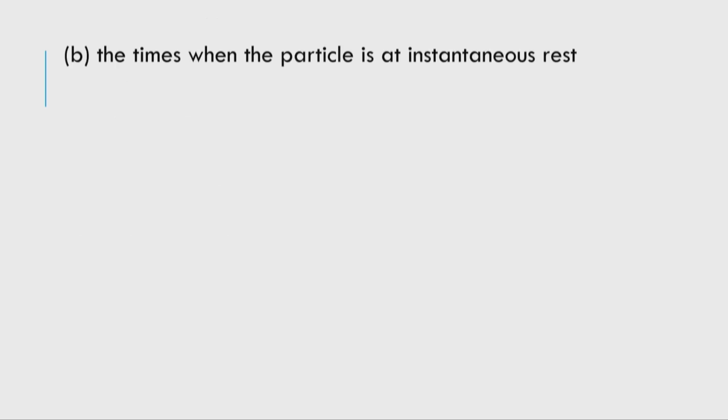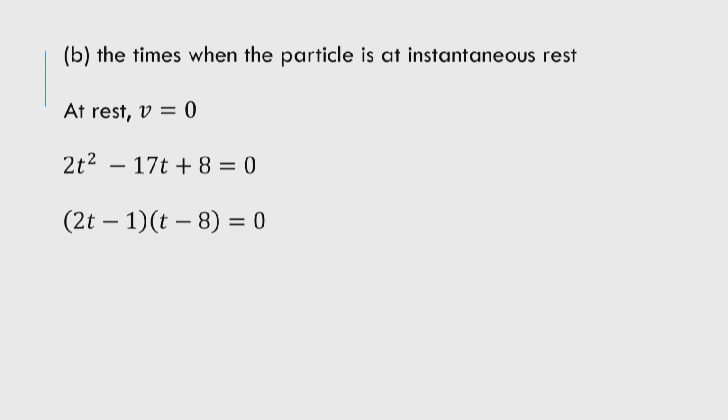Part B. The times when the particle is at instantaneous rest. At rest, V is equal to 0. 2t squared minus 17t plus 8 is equal to 0. Factorizing this equation, we get 2t minus 1 into t minus 8 is equal to 0. Equating each bracket to 0 and then solving, we get t is equal to half or t is equal to 8.